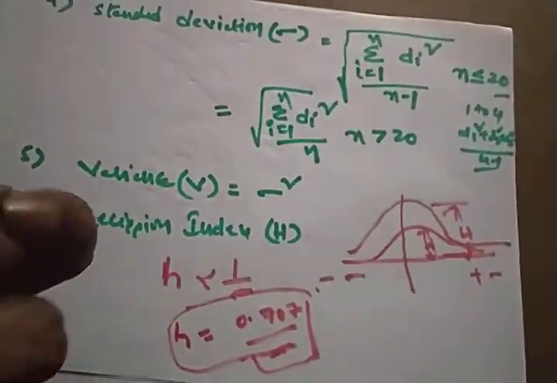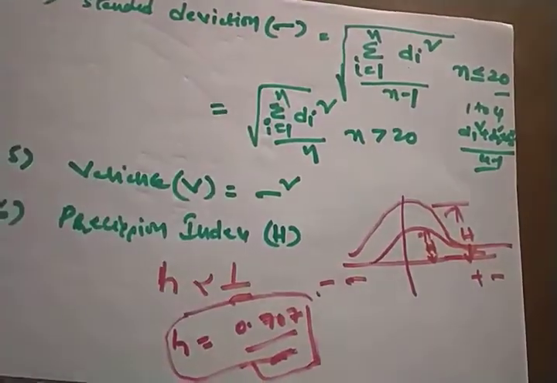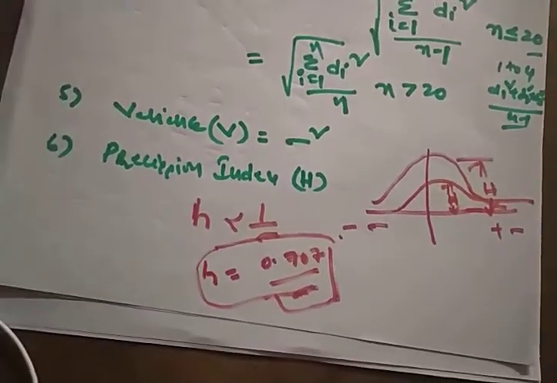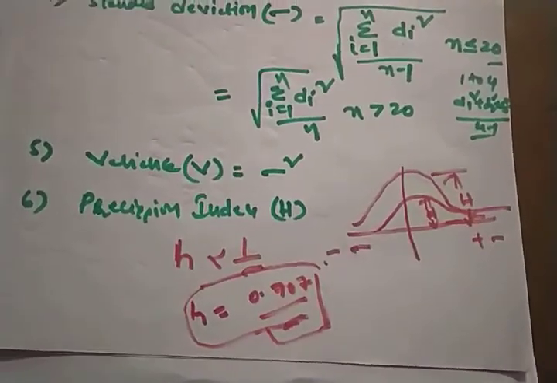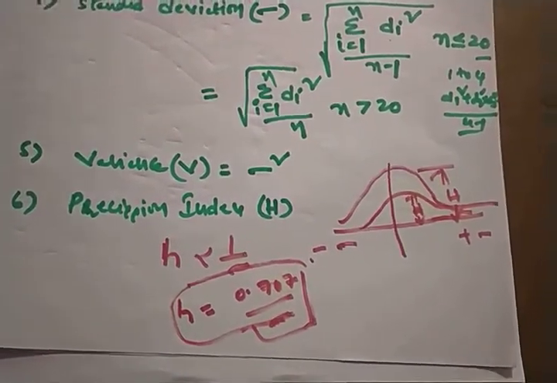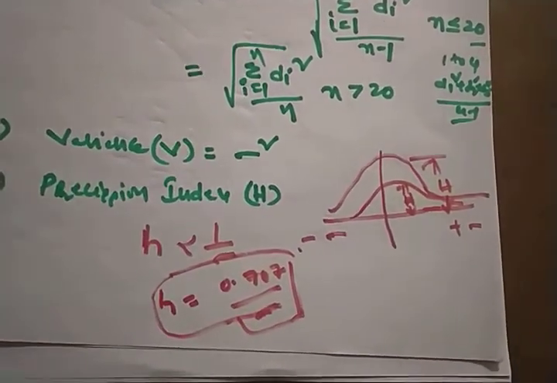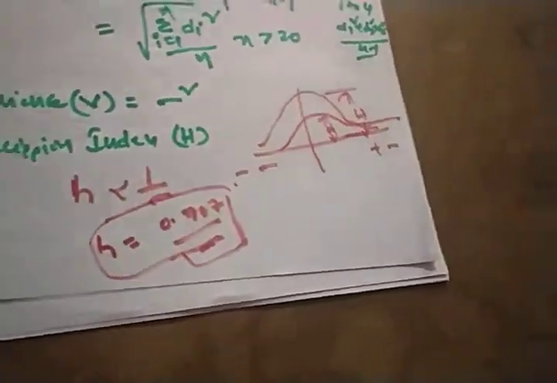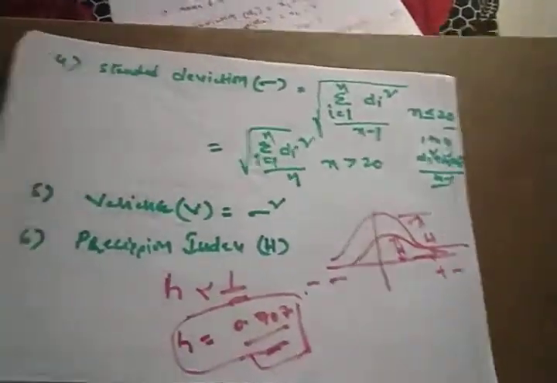So what is a variance? Variance means sigma square. So what is a precision index? If you know the sigma, you can easily calculate the precision index. So precision index means height. It is nothing but height value. So h is equal to 0.707 by sigma. And 3 more formulas are there. So with that we will conclude this statistical analysis.